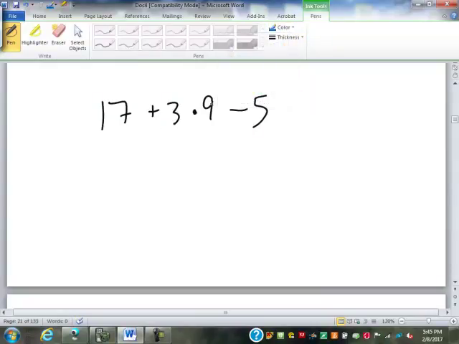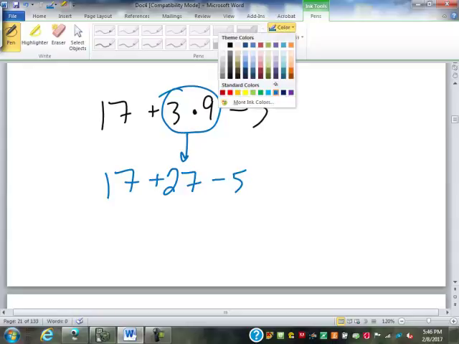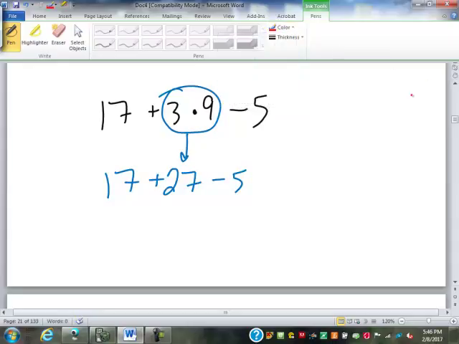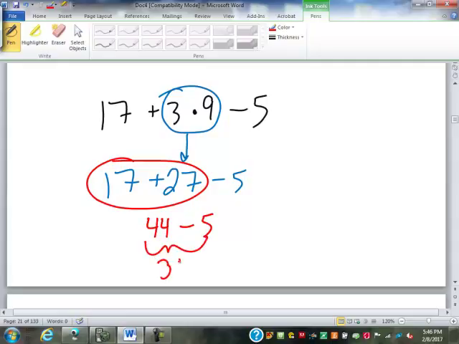So, what has to happen first? Multiplication. Perfect. There are no enclosing symbols and there are no exponents. So we're down to multiplying and dividing. 3 times 9 is 27. So the rest of the problem stays the same. Then what? Left to right. We're down to just addition and subtraction. 17 plus 27 is 44. 44 minus 5, 39.